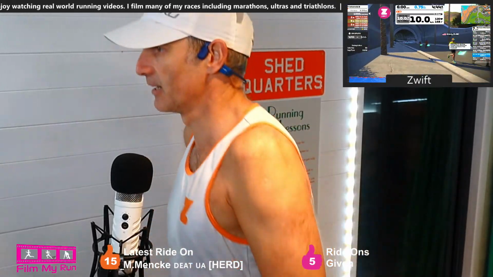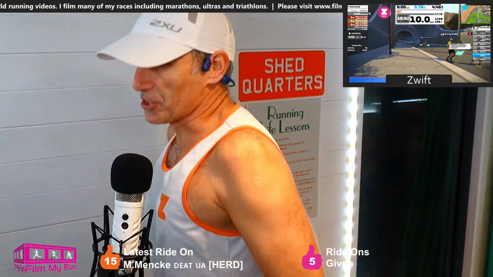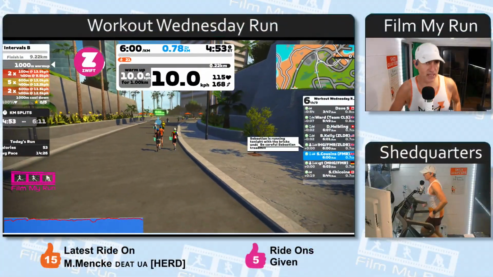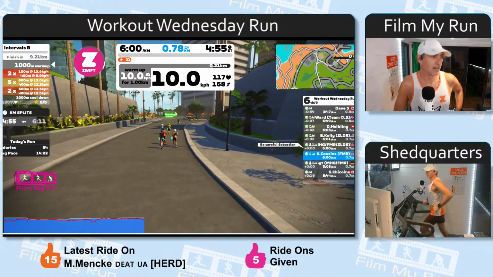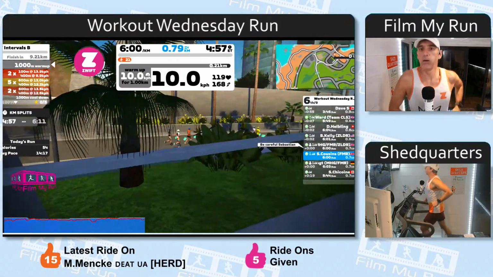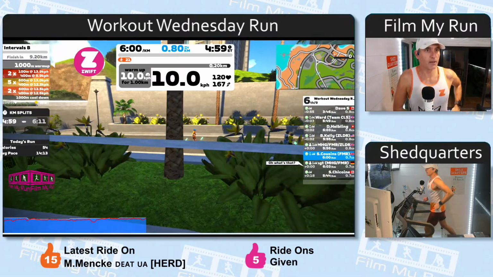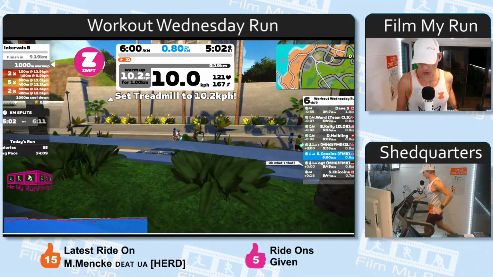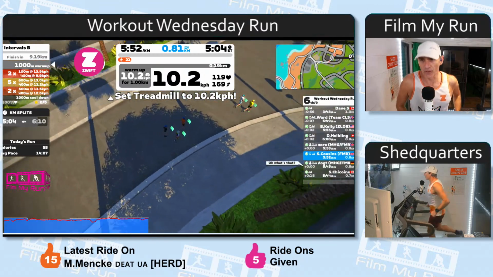So, we're doing strides, not strides, we're doing intervals, 7 intervals of 600 metres each. So we're around about 10, just under 10 kilometres total for the run today.